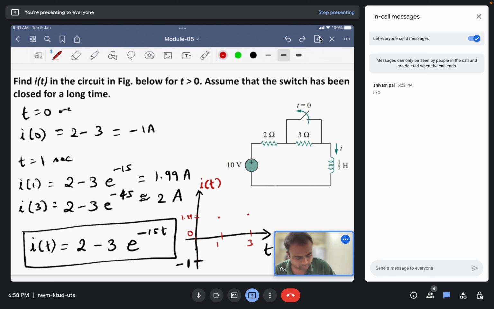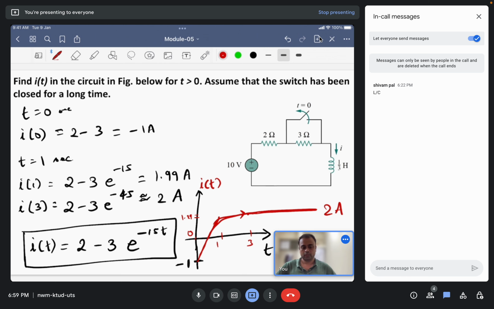So this will look like this. The current becomes steady. This is the way the current flows through the inductor. It becomes steady and will remain at 2 amperes.